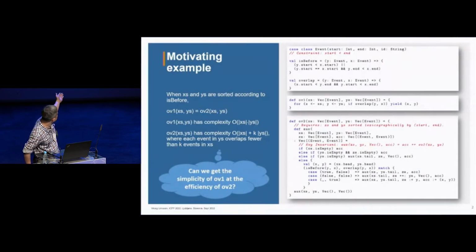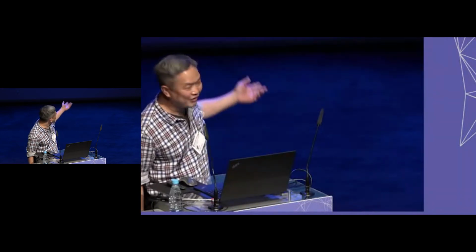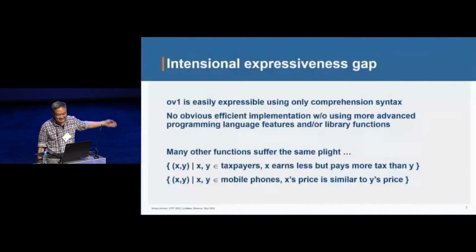For example, this function that returns the pairs of taxpayers, X and Y, where X earns less money but pays more tax than Y. Or you have two phone models, where the price of X is similar to the price of Y. This is a function that you see is very clear. But how to write an efficient program for them is not obvious. The reason they are not so obvious is because there is actually no equality test here. If you have equality, you can think of indexing and all this stuff. But there's no equality. Everything is inequality.